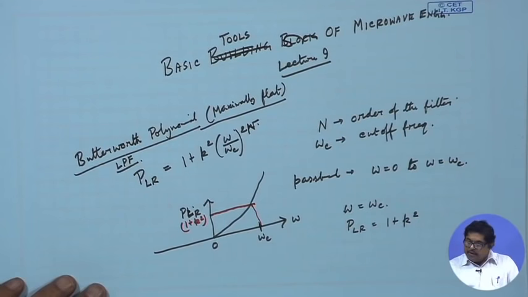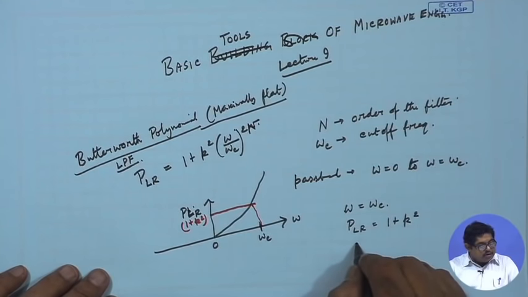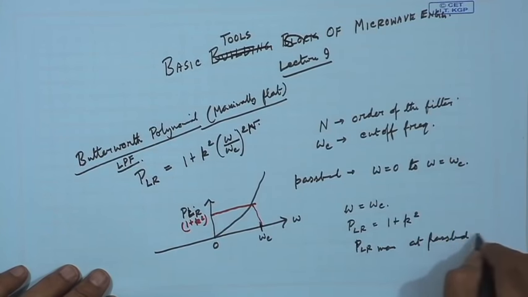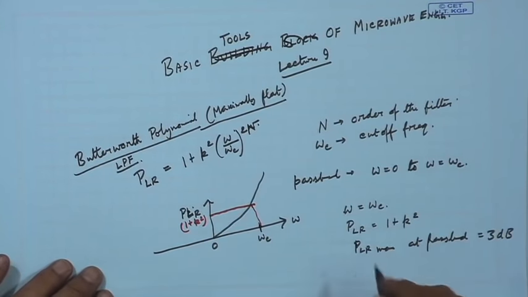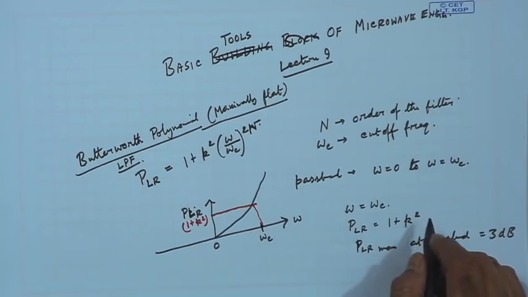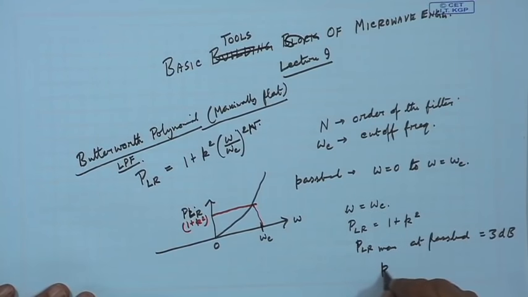So, for example, if we choose that this insertion loss maximum value, the PLR maximum at pass band, I won't tolerate more than 3 dB. So, if this is 3 dB, what happens to k? That means 10 log of this 1 plus k square is 3. So, from that you can find out k is equal to 1 under this condition.